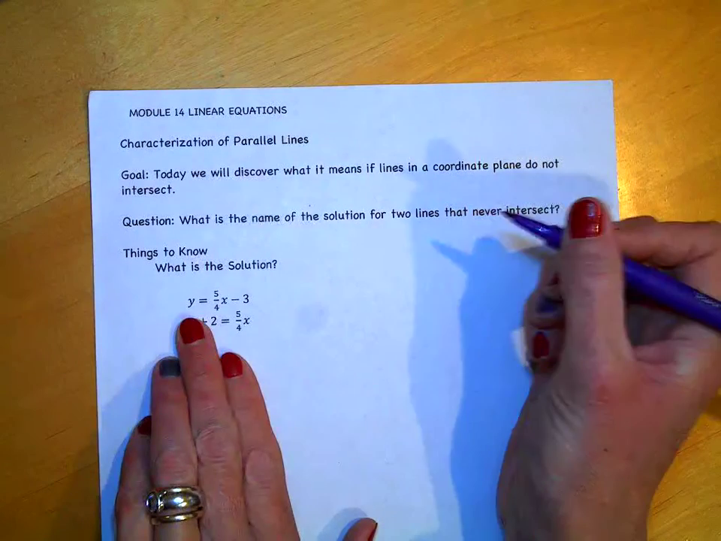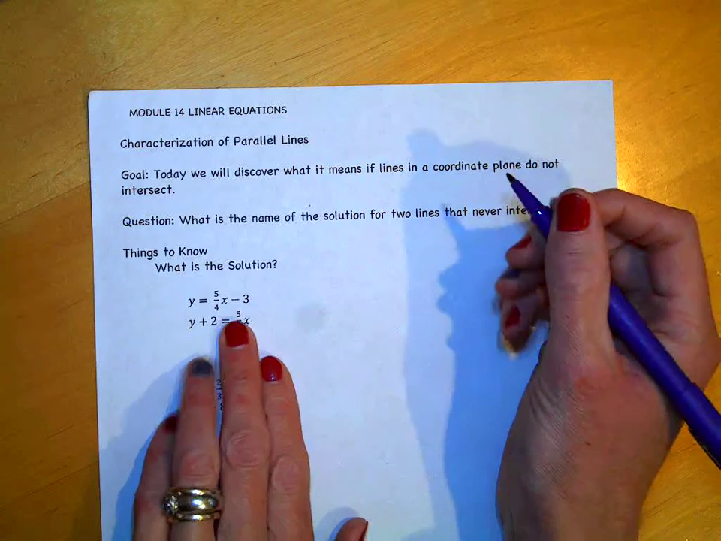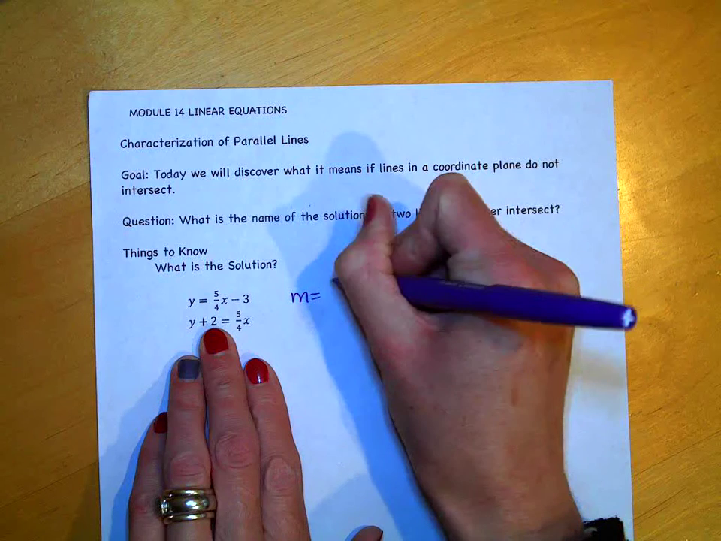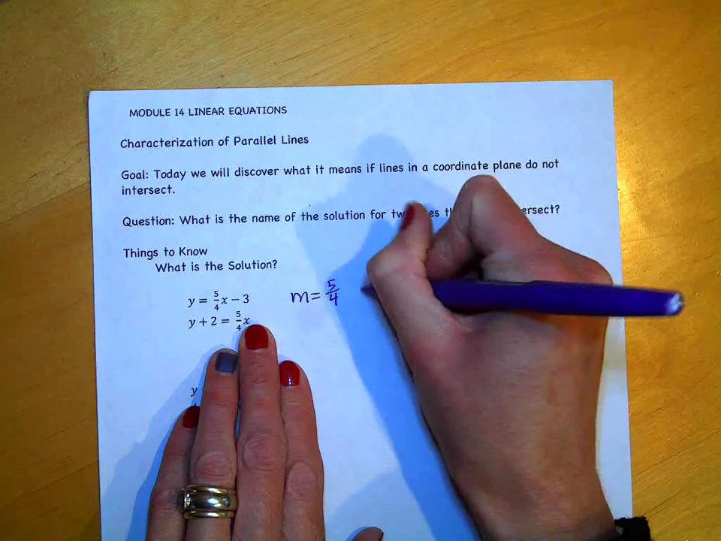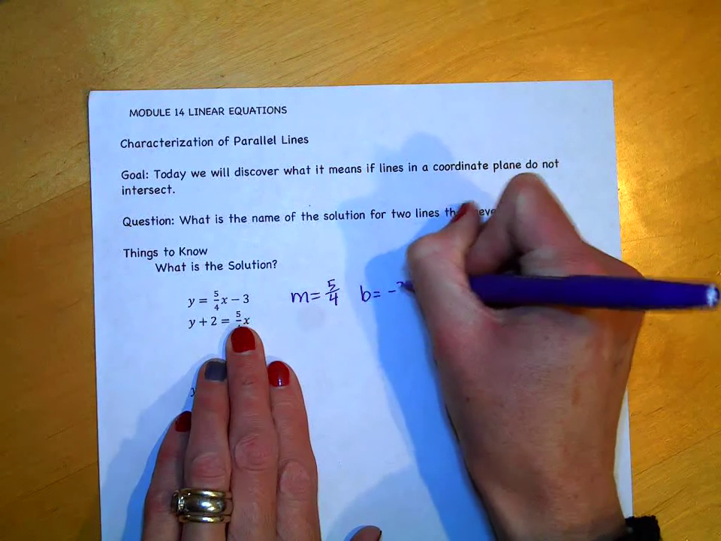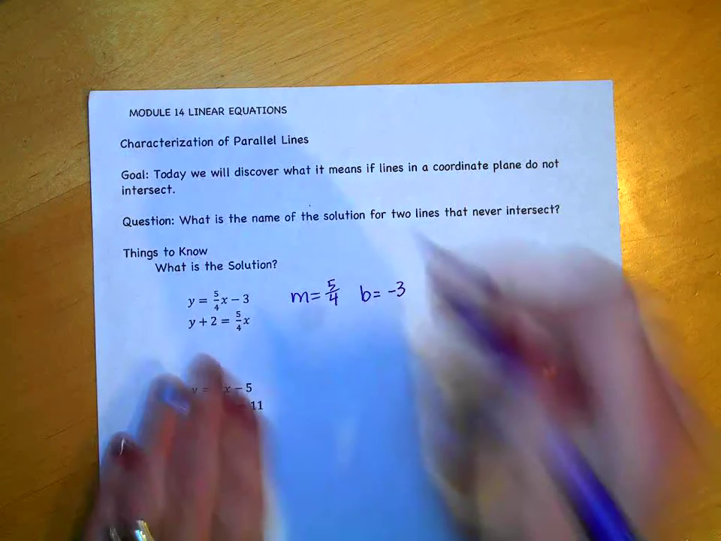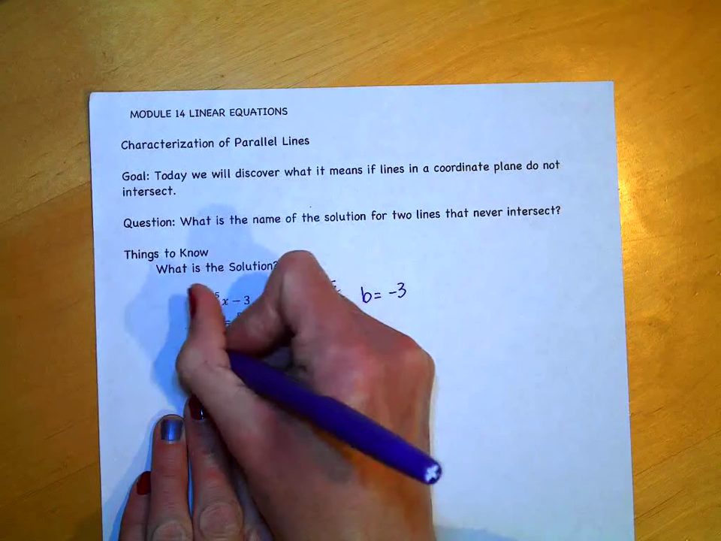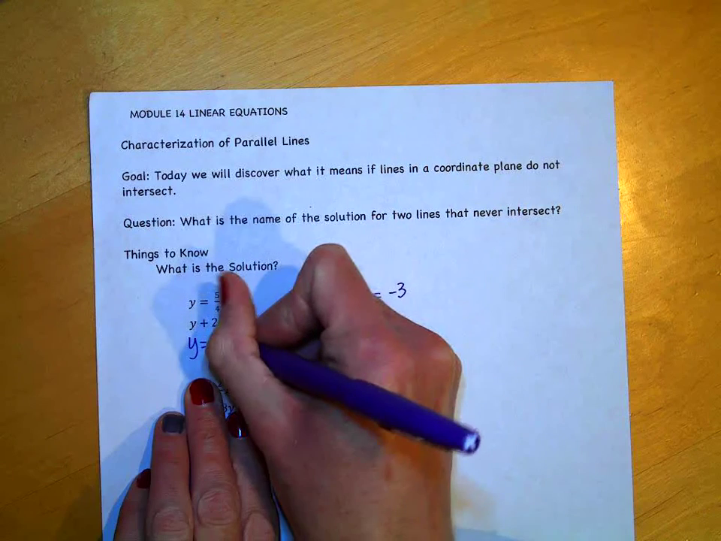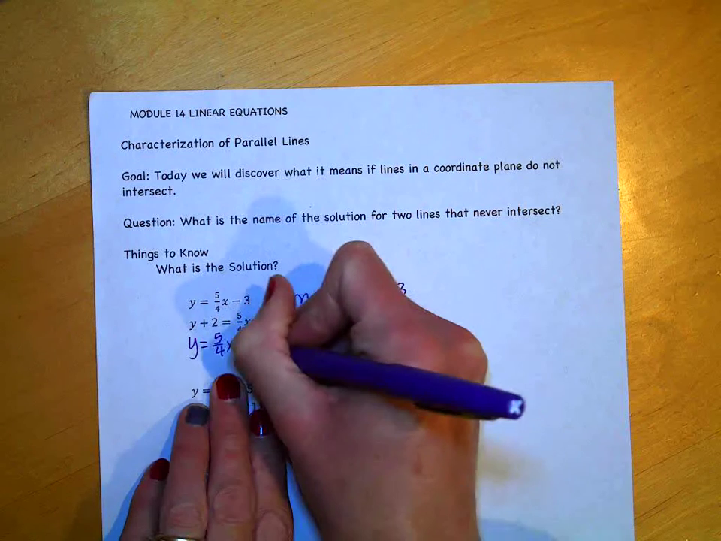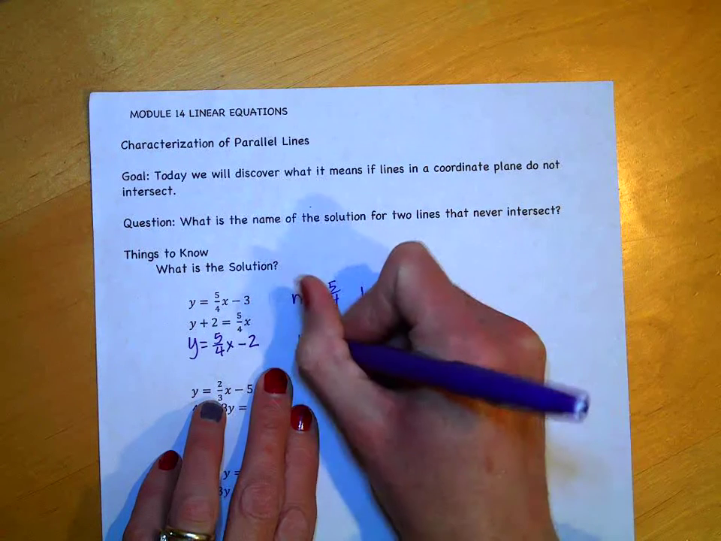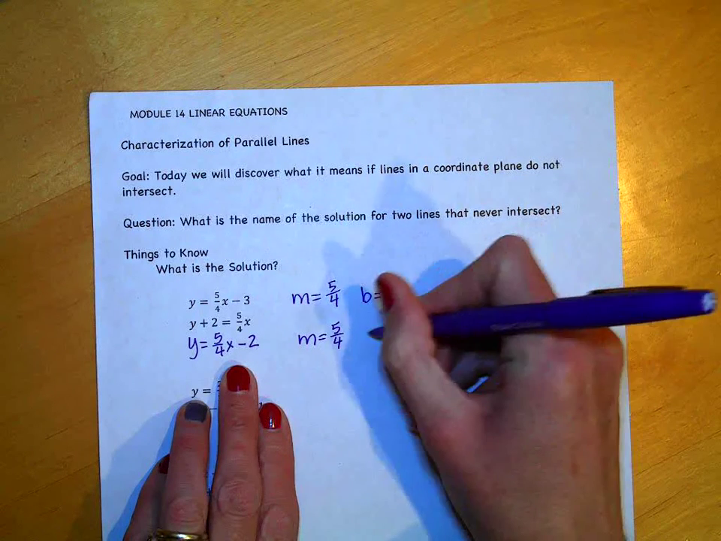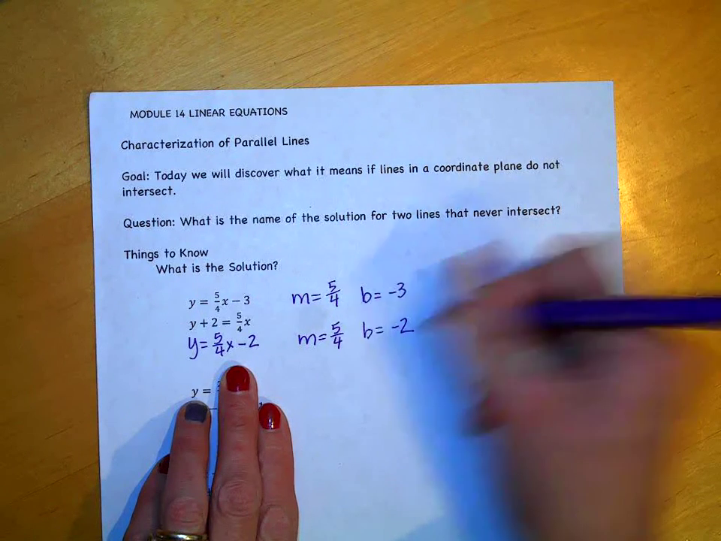If we have y equals 5/4 x minus 3, then we know for this equation that the slope is 5/4 and the y-intercept is -3. The next one is not in slope-intercept form, so I need to put it in slope-intercept form. If I change this to y equals 5/4 x minus 2, then the slope for this one is 5/4, and b is -2.